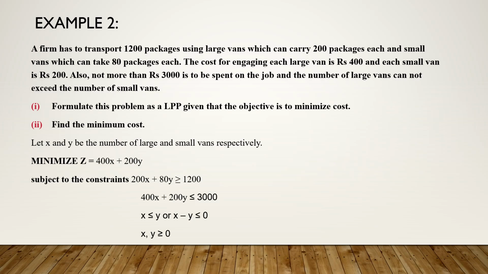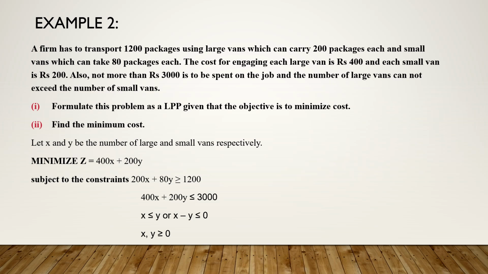Objective function will be, you have to minimize the cost. Cost for one large van is 400, so 400 into the number of large vans, which is 400x. Cost for a small van is 200, so 200 into y, which will give you the total cost for small vans. So you have to minimize z, which is 400x plus 200y.